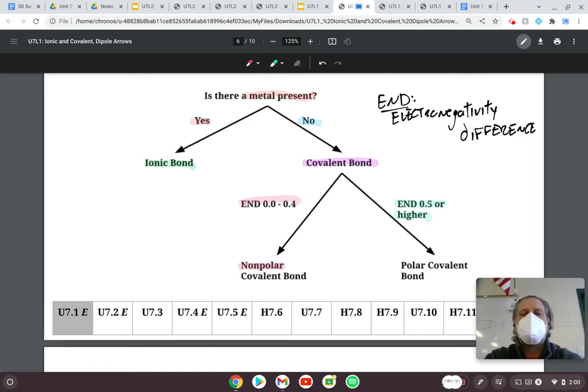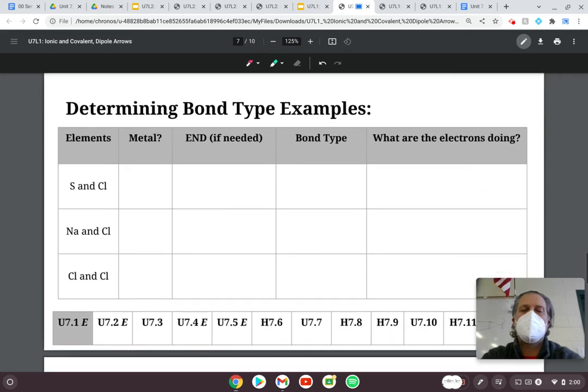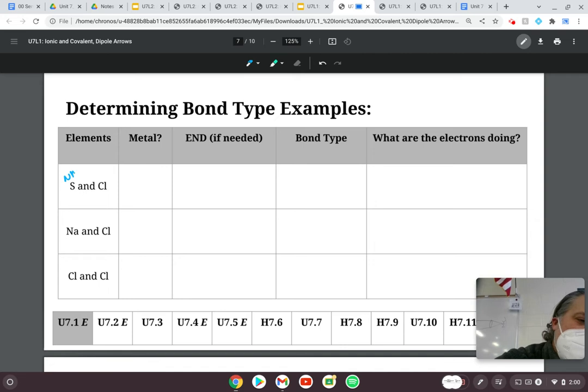Okay. Now, we're going to practice this a little bit. So let's start here. And you should still have your periodic table out because that's your chemistry friend. I'm going to start with the first two. The elements are sulfur and chlorine. Sulfur is located in column 16 on the periodic table, and chlorine in column 17. So that should immediately tell you that these are both nonmetals. So the answer to the question, is there a metal present, is no.